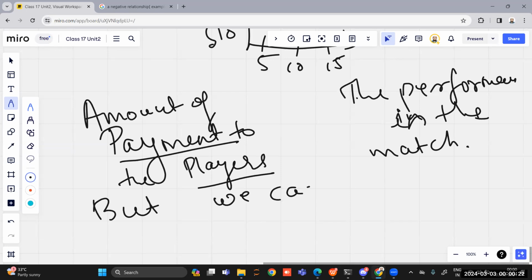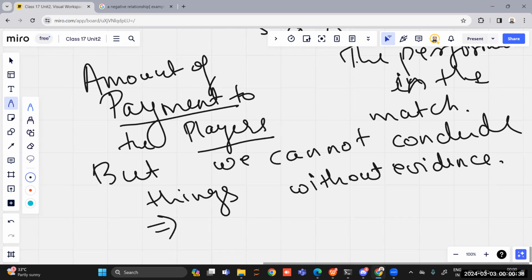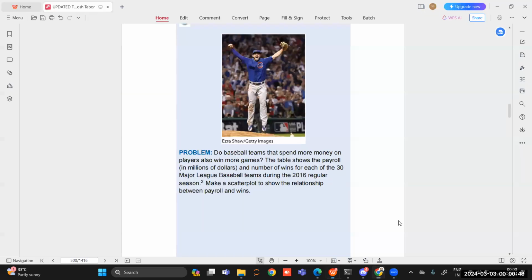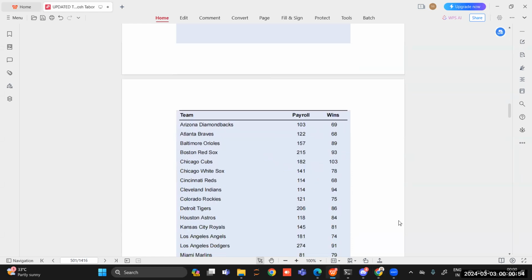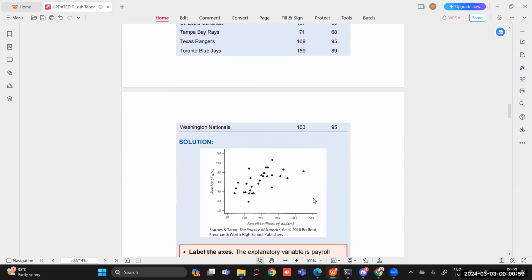We cannot conclude things without evidence. Yes or no? Yeah. So we cannot conclude things without evidence. For reasoning, we need data. So he has given data there. Here is the data. So what we have to do is plot this data to see how he has plotted.